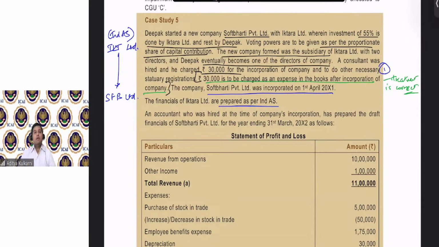Yes, because the parent follows Ind AS, so Soft Bharati also should report as per Ind AS. ठीक है, तो अभी करते हैं.